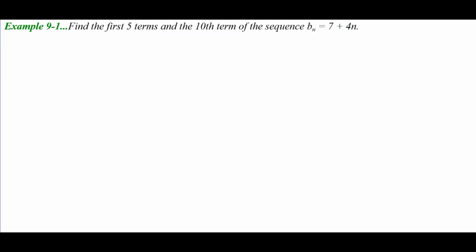All right, so just doing a little practice here. We're going to find the first 5 terms and the 10th term of the sequence defined by b sub n equals 7 plus 4n. So first thing you want to note is that this is an explicit formula. And I know this is an explicit formula because the expression after the equal sign only contains an n, so all I need to know is my position. So we want to find the first 5 terms and the 10th term.